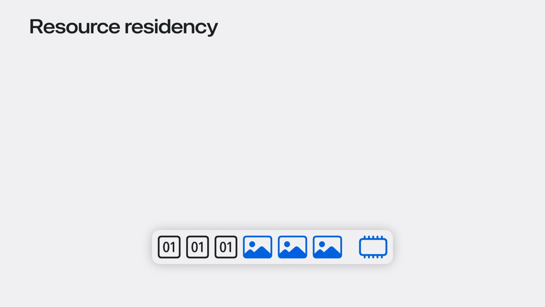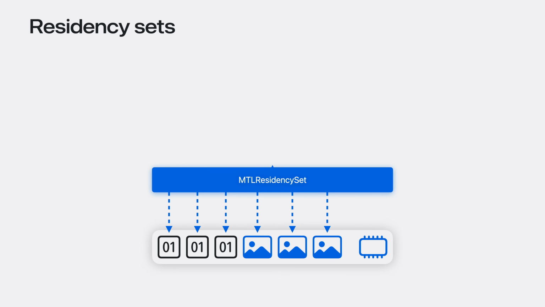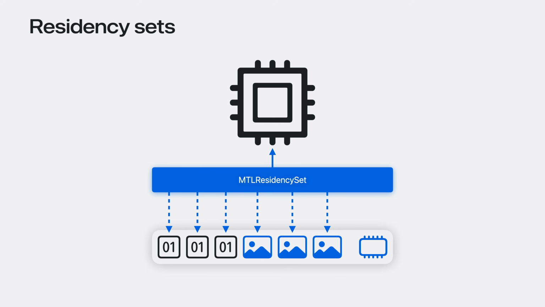This is where residency comes in. Apple Silicon provides you with a large unified memory space. You can use it to store all your app's resources, but Metal still needs to know what resources to make resident. In Metal 4, your app uses residency sets to specify the resources that Metal should make resident. This is to ensure they are accessible to the hardware.